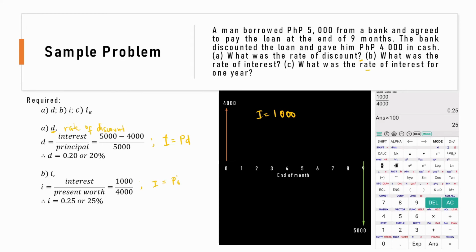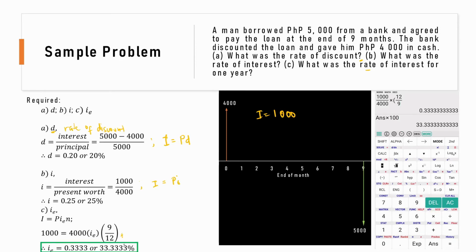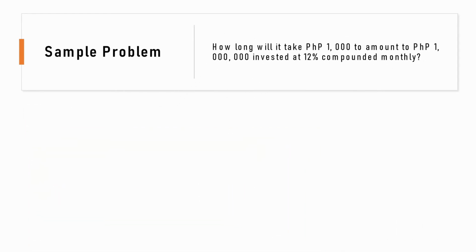Last ay yung effective rate of interest or yung rate of interest for 1 year. So I is equal to P i sub e multiply sa n. So yung interest is 1,000, present worth is 4,000. Effective rate of interest, yung hinahanap, at yung period natin is 9 over 12 lang. Therefore, effective rate of interest is 0.333 or 33.3333%. Okay, last problem para sa compound interest.